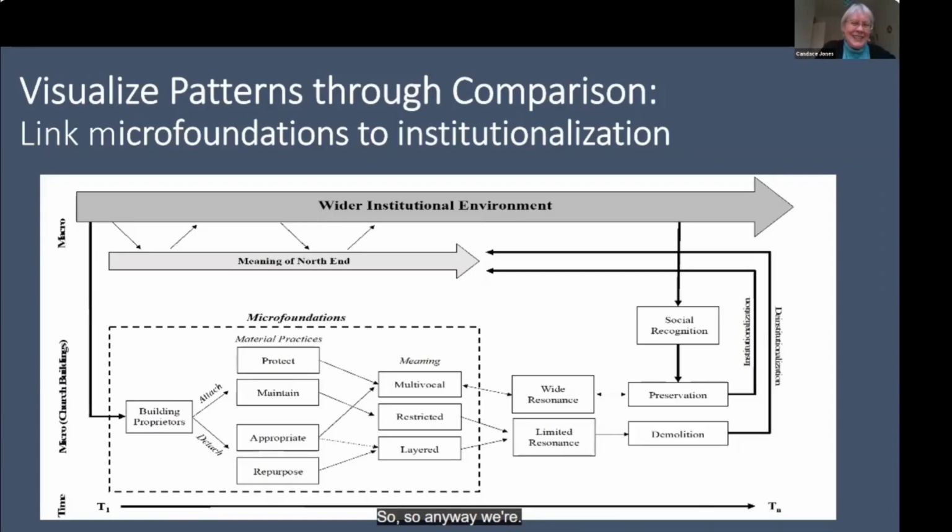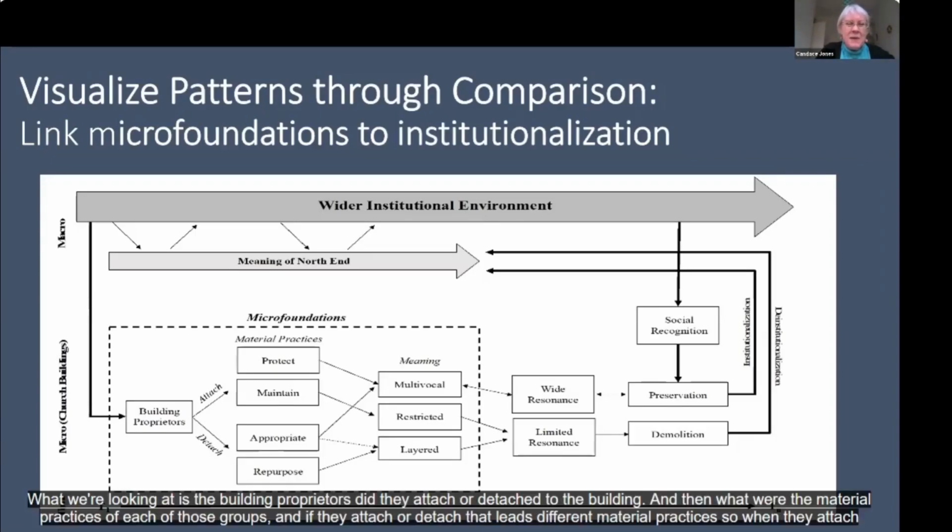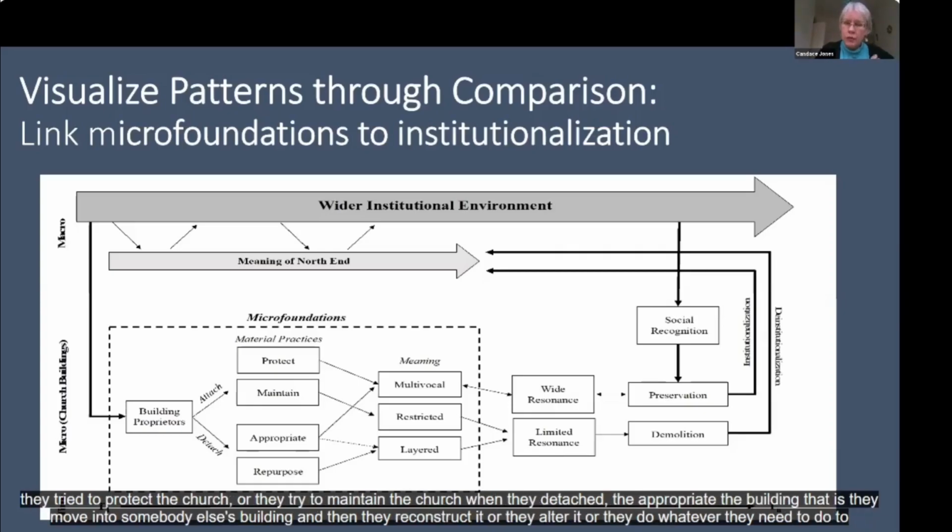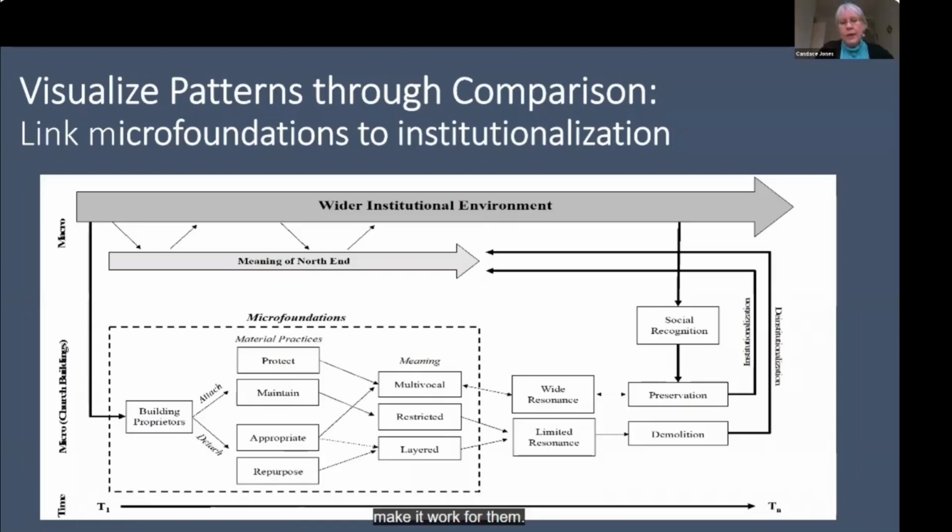So anyway, what we're looking at is the building proprietors. Did they attach or detach to the building? And then what were the material practices of each of those groups? If they attach or detach, that leads to different material practices. So when they attach, they try to protect the church or they try to maintain the church. When they detach, they appropriate the building. That is, they move into somebody else's building and then they reconstruct it or they alter it, or they do whatever they need to do to make it work for them.